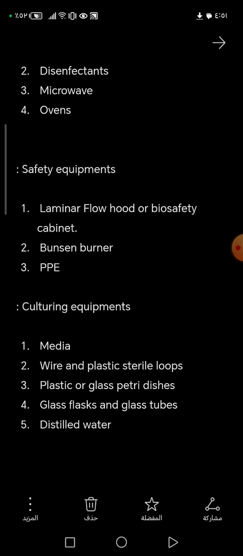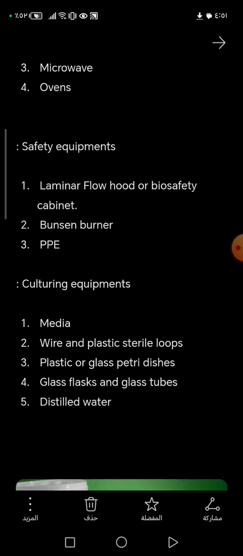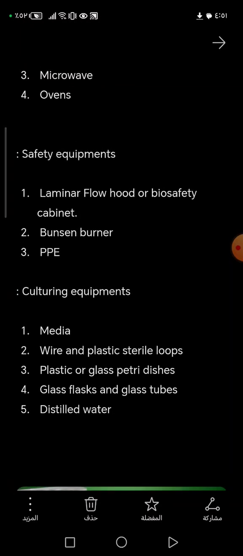Laminar flow hood or biosafety cabinet. What's a biosafety cabinet? It's just like a cabinet which in the upper part contains... Actually, biosafety cabinet is much better than a laminar flow hood, but it's much more expensive than a laminar flow hood. So the biosafety cabinet simply pulls the air and filters the air. We can say it has HEPA filters which filter the air, okay, and prevent contamination of your sample, and it protects you from any infections and aerosols.